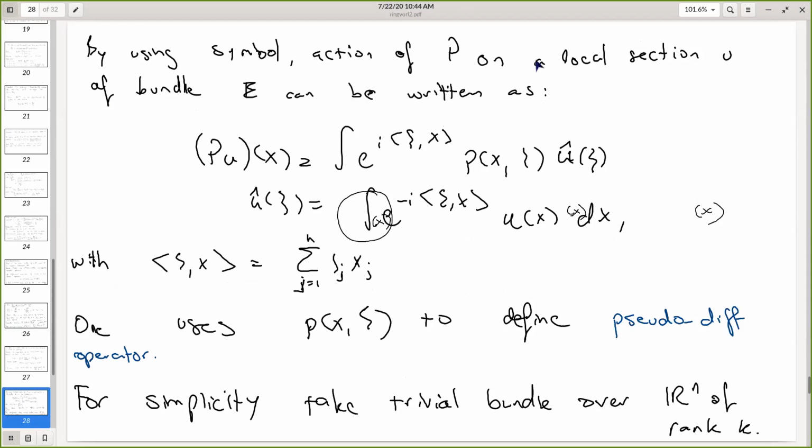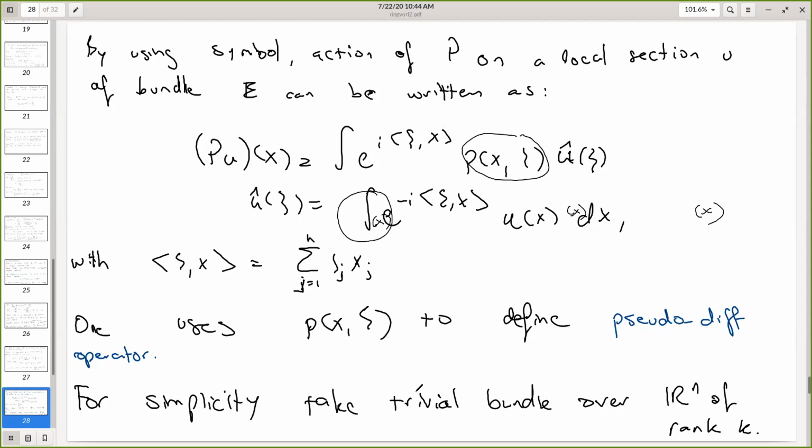Let me tell you this maybe. By using the symbol, an action of P on a local section u of a bundle can be written as this. You apply the differential operator P to u of x, where u of x is a local section of this bundle. And this can be written as the integral of e to the power of the scalar product of psi and x, P of x psi, u hat of psi, where u hat is something similar to a Fourier transformation of u. And now we use this P of x psi to define what a pseudo differential operator is.